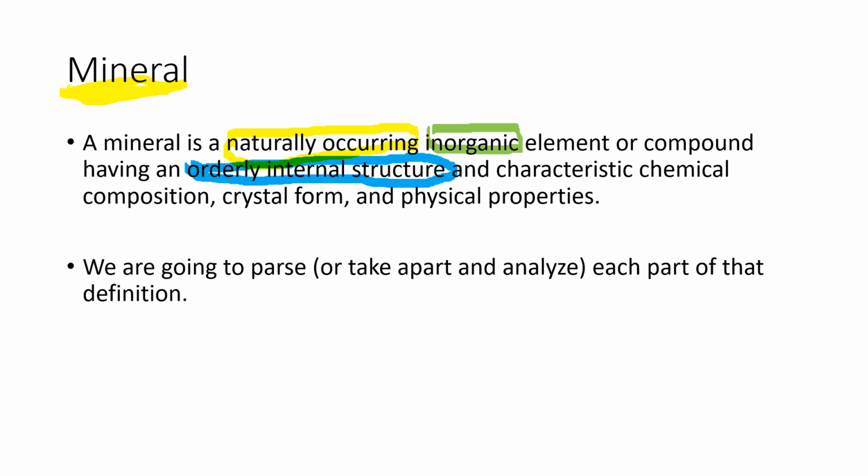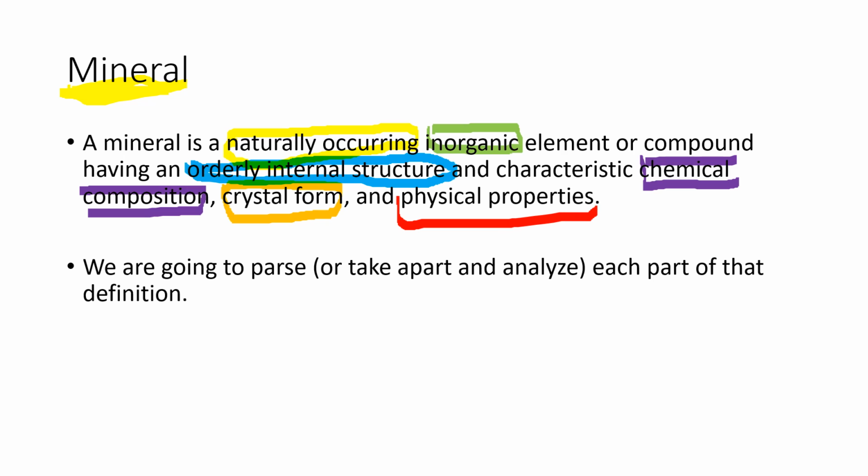And then a characteristic chemical composition. That's your formula. It has to have a certain formula. Okay. We need a crystal form from the formula. Won't always be in a crystal, but it has a crystal form nonetheless. And finally, it has unique physical properties, which is what we've been talking about in lab. The hardness, the density, the cleavage planes, all those different things are the physical properties. So we're going to take apart each part of that and talk about what that means within the different mineral classes.